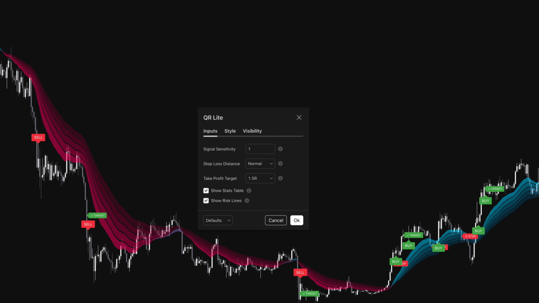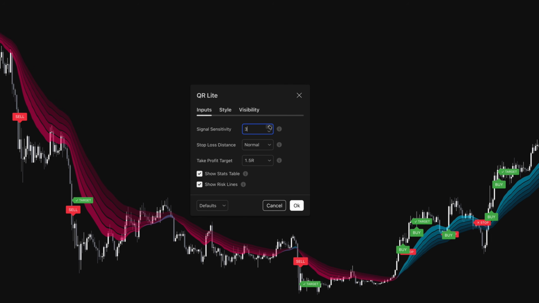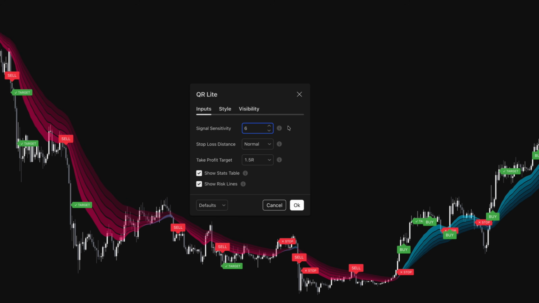Adjustable settings keep configuration simple without sacrificing control. Signal sensitivity runs from 1 to 10, controlling signal frequency through a cooldown period. Lower numbers, 1 to 3, mean more signals with shorter waiting periods between entries, suitable for active traders who want frequent opportunities. Higher numbers, 8 to 10, apply longer cooldowns, filtering harder for higher quality setups and reducing trade frequency. Start at 5 for balanced performance and adjust based on preferred trading pace.